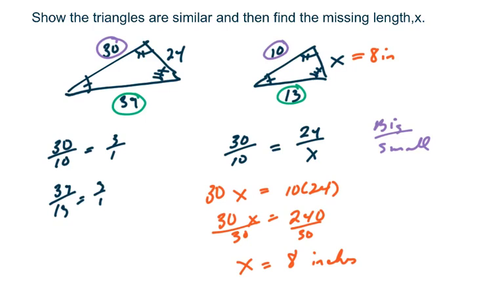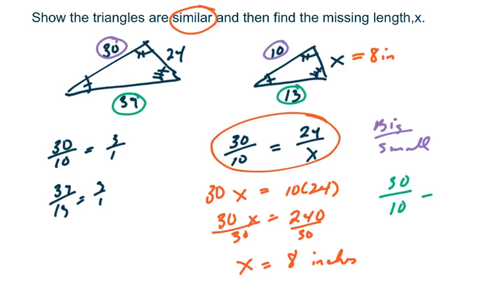Now remember, you can set this proportion because we've said they are similar. If they were not similar, we could not set that proportion up. Okay, so I said I did it big to small. There's another proportion we could have set up in here. We could have said 30 to 10 is equal to 24 to x. Oh, that's the one I did.